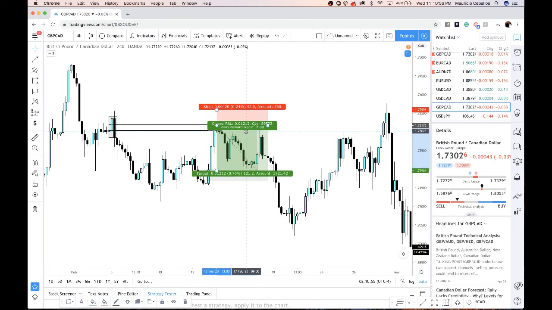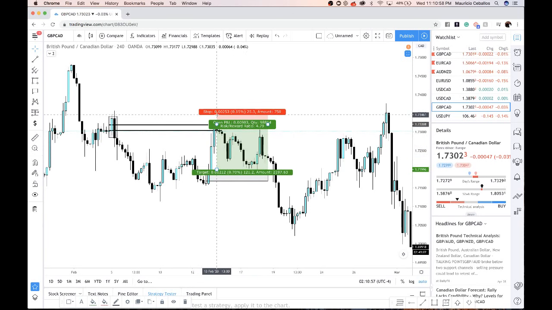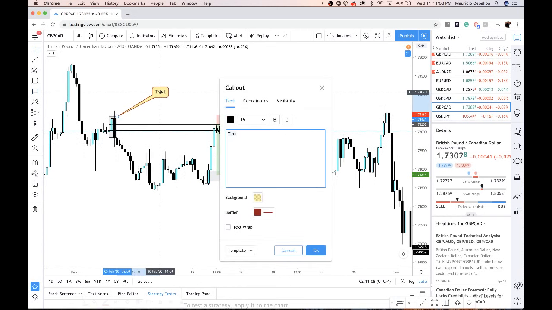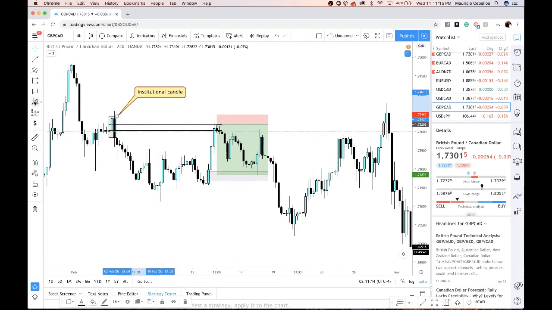If you go to the second entry that you would have had, where your stop loss would have been shorter and your take profit would have been longer, that would have been a 5-to-1 risk reward. By just being able to identify these areas, this right here would have been an institutional candle.